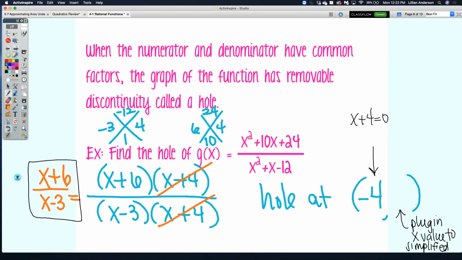You don't want to plug it back into the original because what you're going to end up having is 0 over 0, which means it can be simplified. You want to plug it into the simplified form. So when I plug negative 4 in for x into the simplified form over here that's boxed in black and written in orange, that's going to give me 2 over negative 7. So my y coordinate is negative 2 over 7. And that is how we find the hole of a rational function.